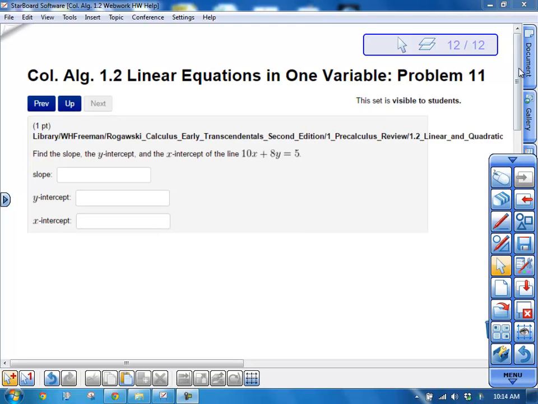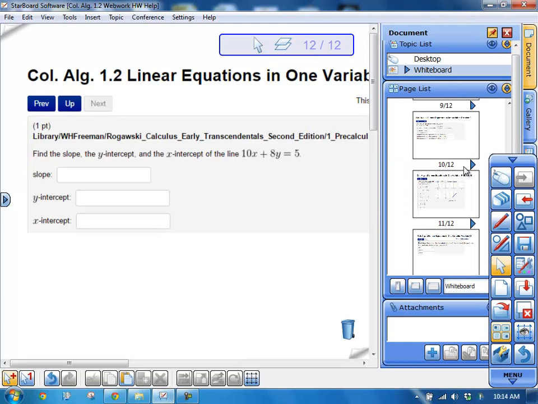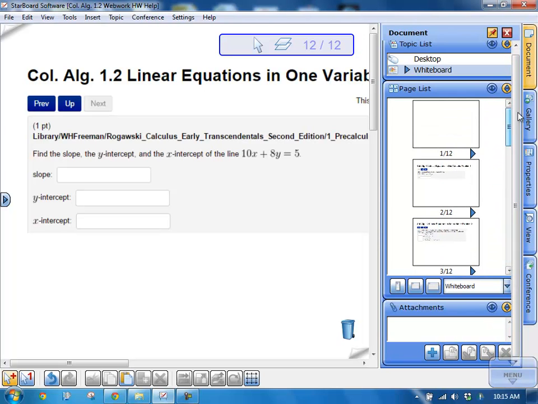Okay, this is College Algebra 1.2, second section of Chapter 1. We're talking about linear equations in one variable. Hopefully these problems can help you with the homework.